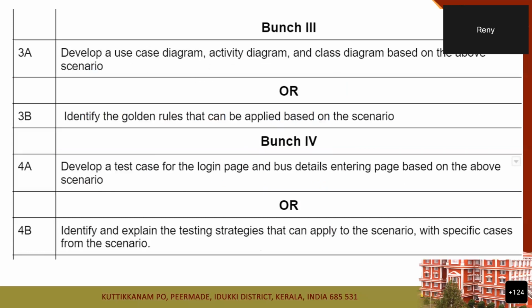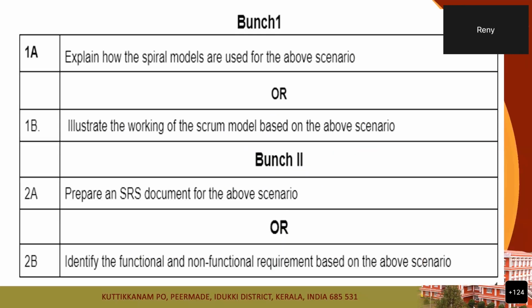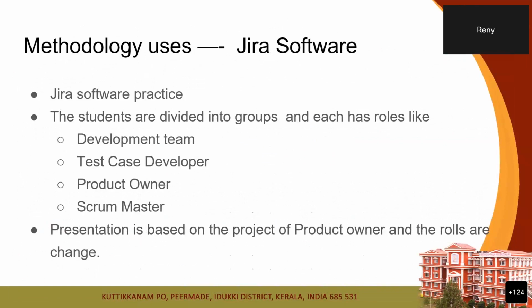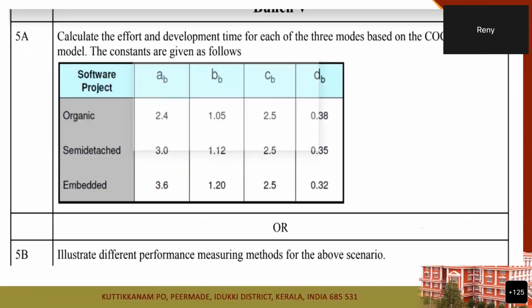So this is how the evaluation happens for software engineering. For each module we give activities, and those activities are based on the projects that are taken. The students need to work on their project. Based on their project, they develop the SRS, use case diagrams, activity diagrams, and other diagrams needed for the development. Then they develop the test cases for their project and present them. Some are group presentations, and the others are individual presentations.